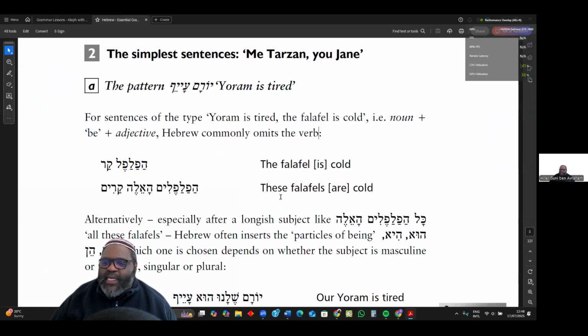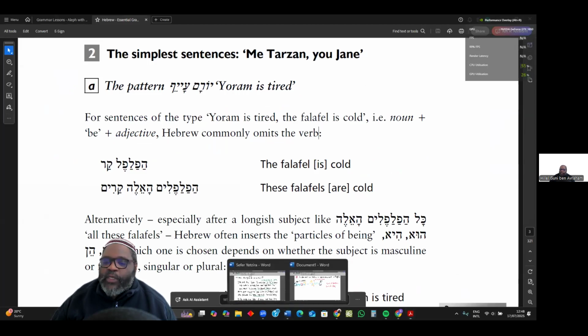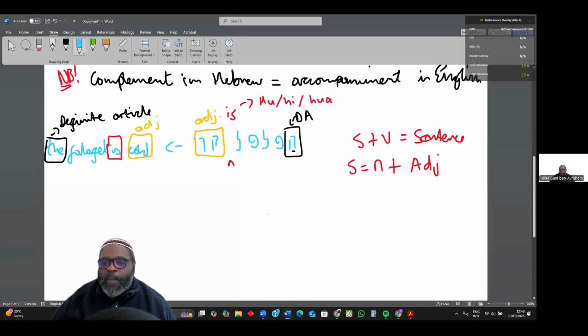It says here, these falafels are cold in English, because we have to use a verb. In Hebrew, we say, ha-falafelim ha'ele karim. So I want you to notice something before we talk about these falafel.